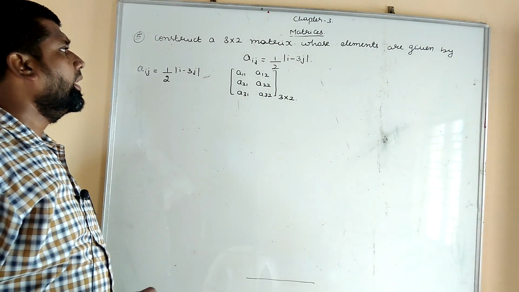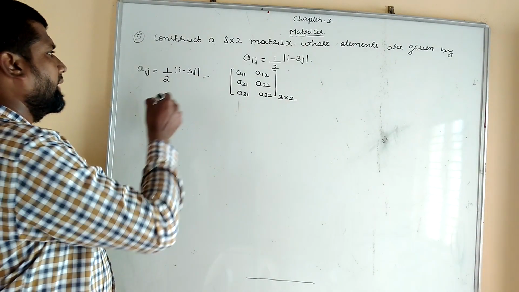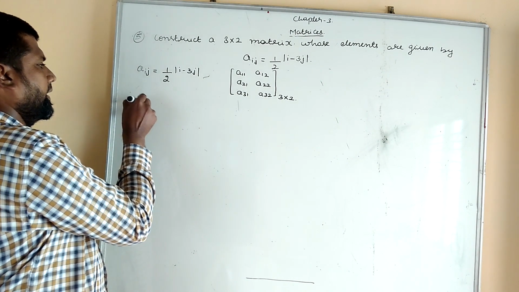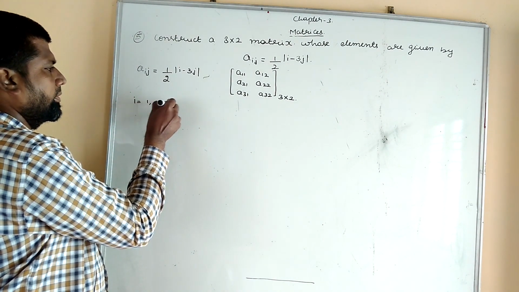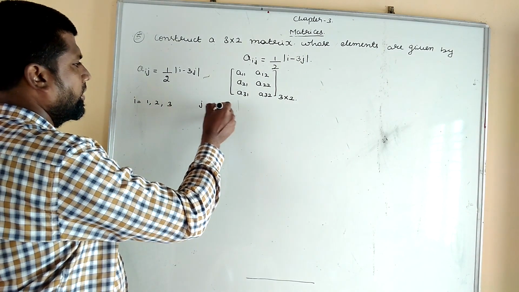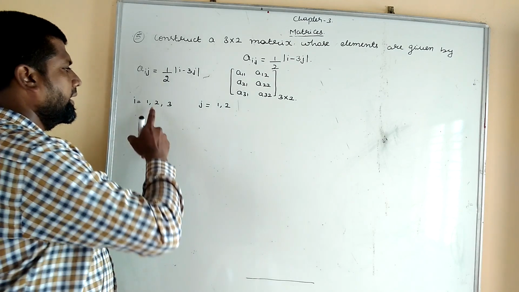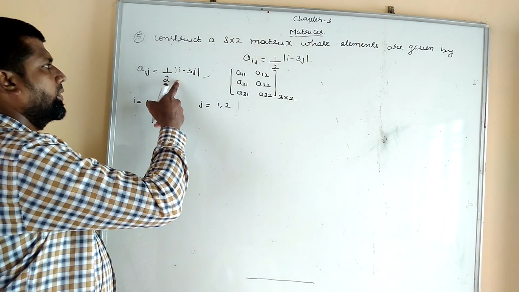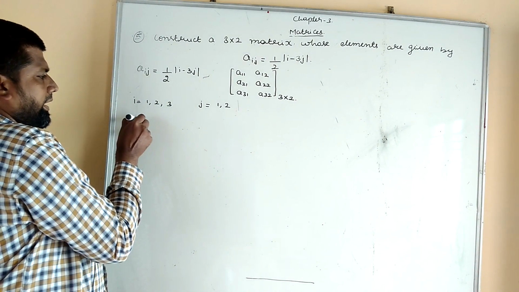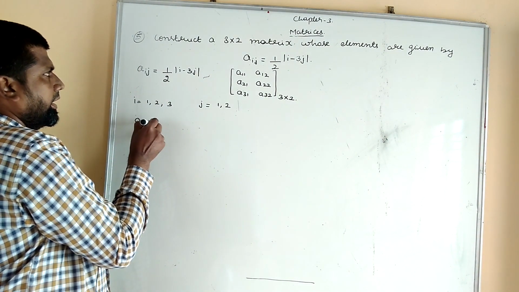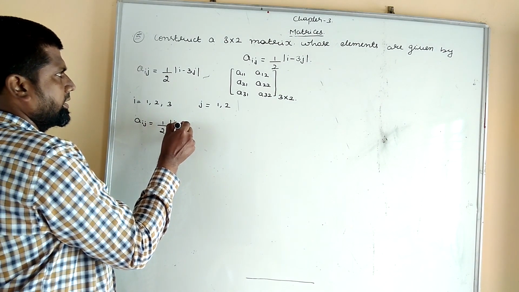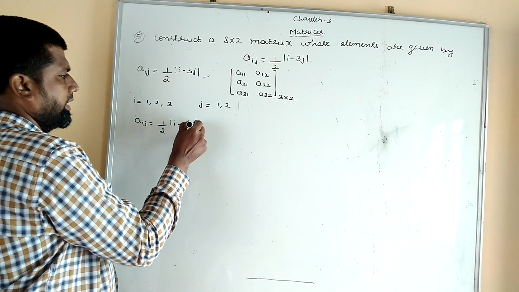From this, we can know the values of i and j by seeing the general matrix. i value is 1, 2, 3. So i means row, j means column, 1, 2. Let us substitute these values in the above equation: aij is equal to 1 by 2 modulus of i minus 3j.